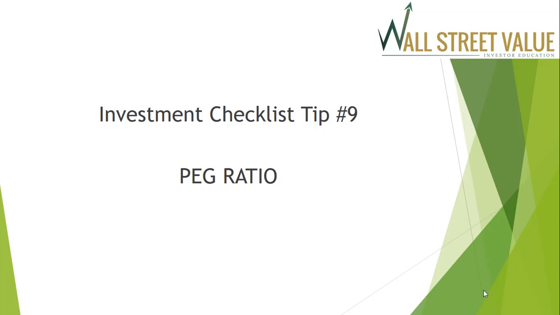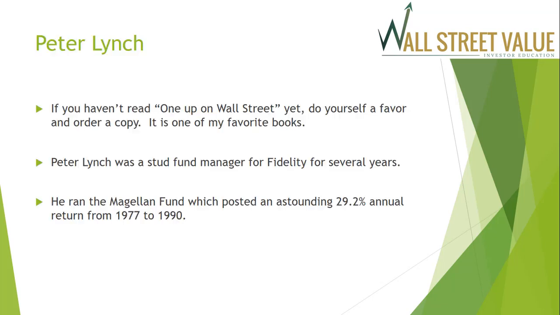So here is checklist tip number 9, the PEG ratio. And if you haven't read One Up on Wall Street yet, do yourself a favor and get a copy. This is written by Peter Lynch, and he was a fund manager for Fidelity. Throughout the 80s and 90s, he was known for being the rock star fund manager for the Magellan Fund. During his time there from 1977 to 1990, he posted an astounding annual rate of return of 29.2%.